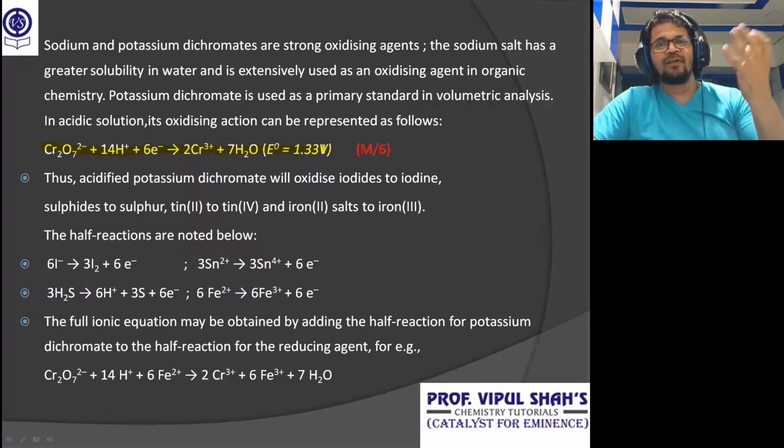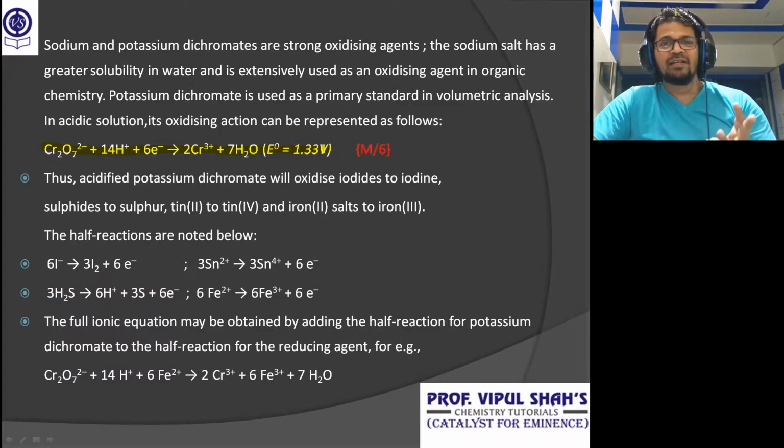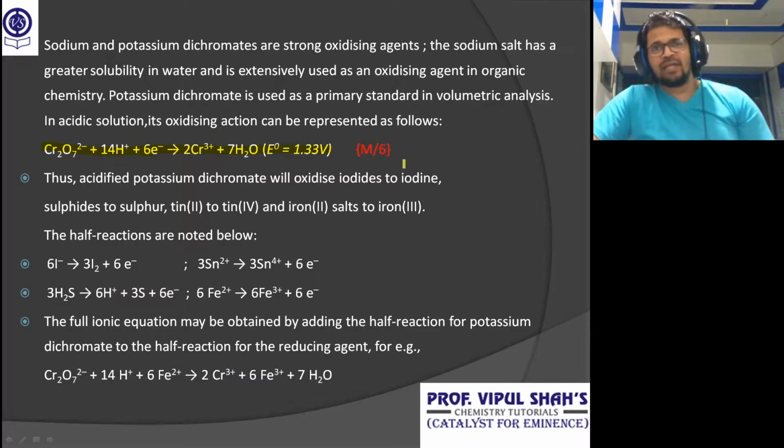oxidizing agent. Here it is undergoing reduction, it's an oxidizing agent, so it's a gain of electrons. So how many electrons is it gaining, people? 6 electrons. That's why m by 6. So the equivalent mass of potassium dichromate in an acidic medium will be m by 6. And being an oxidizing agent, definitely it itself will get reduced. It will oxidize other substances.